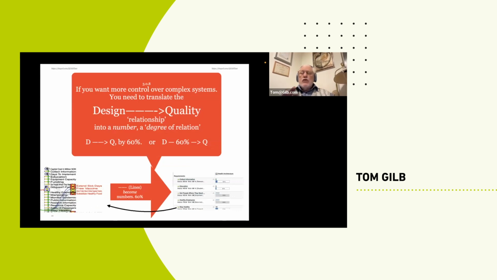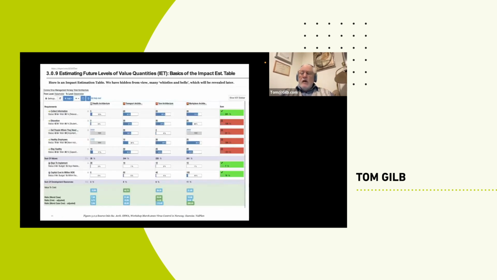If you want more control over complex and large-scale systems, and those are the ones we seem to have worse control over and need better control, then the relationship between all of our design solutions, architects, and strategies, and all of our qualities needs to be something we quantify, first by estimating it, then by measuring it incrementally, and then by looking at whether we have achieved it in the long term. So here's another impact estimation table with a little bit more detail.